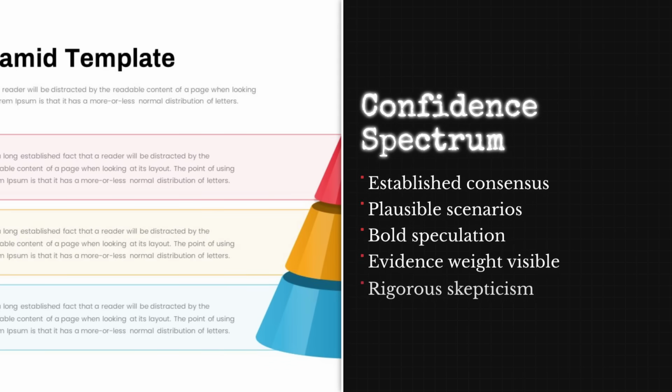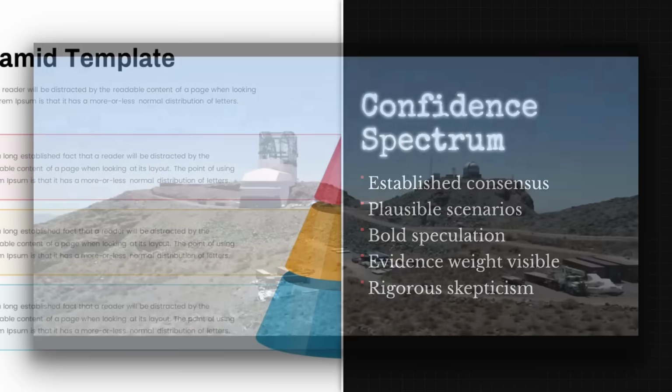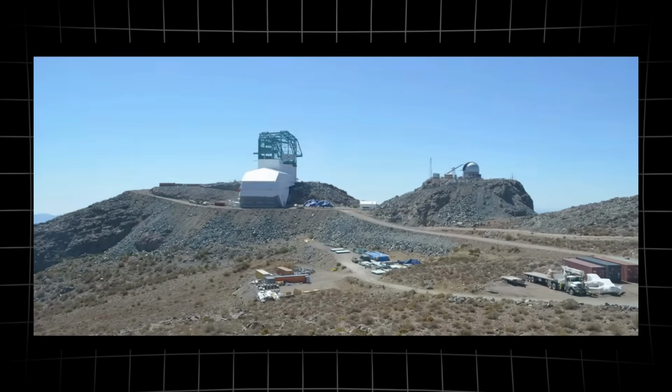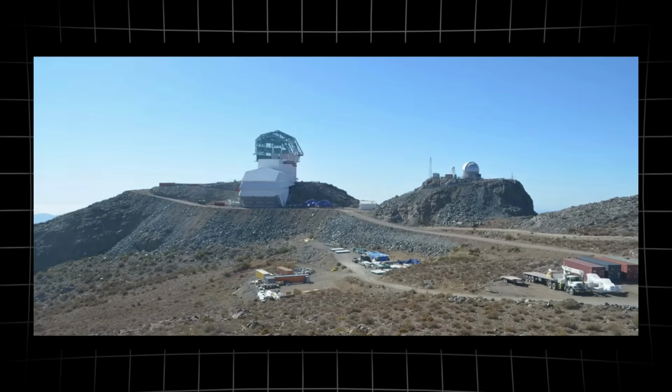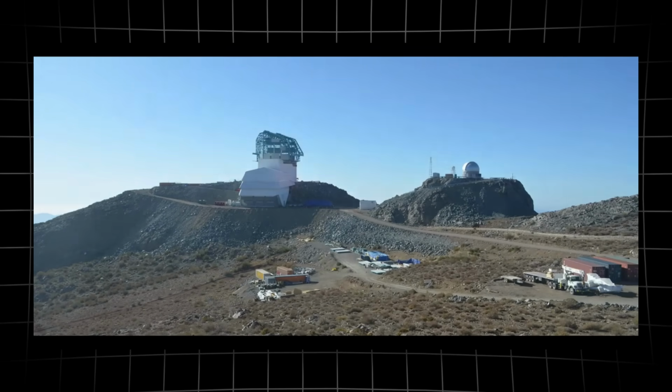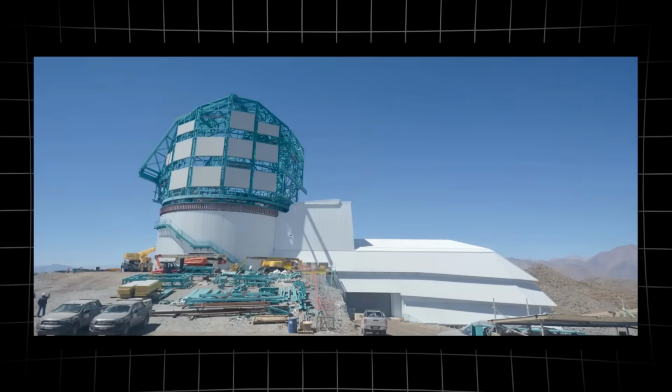Confidence tier graphics now accompany many presentations. Established, plausible, speculative. Each claim slotted by its evidentiary weight. As the observing campaign ramps up, the field holds to a simple rule. Extraordinary claims require extraordinary proof.